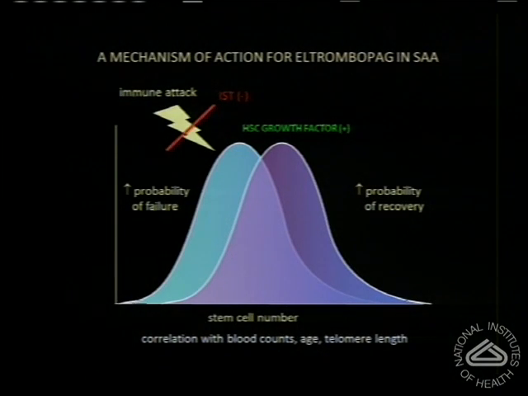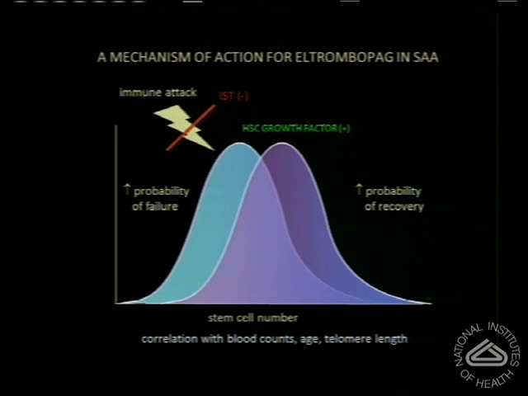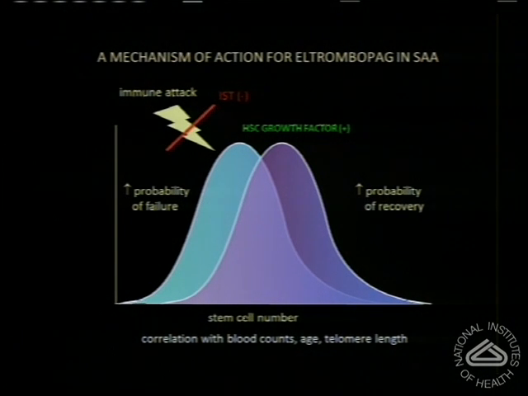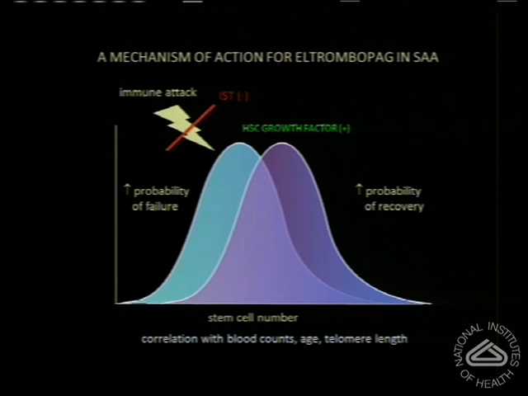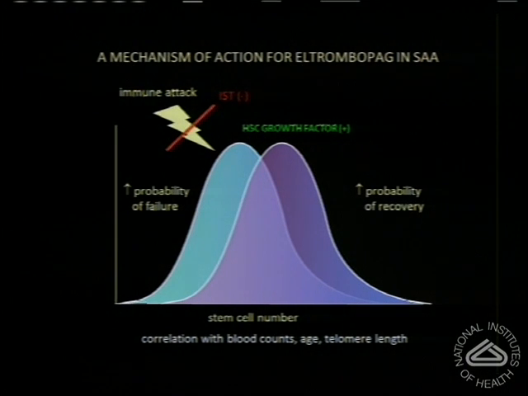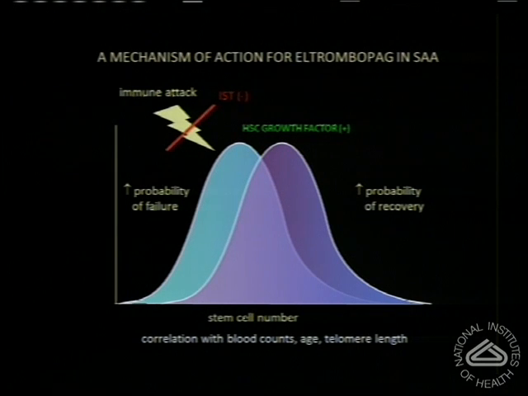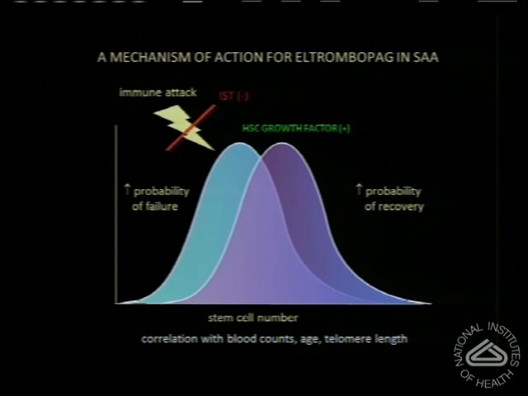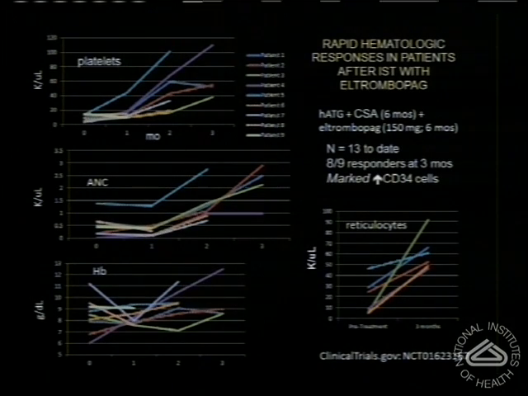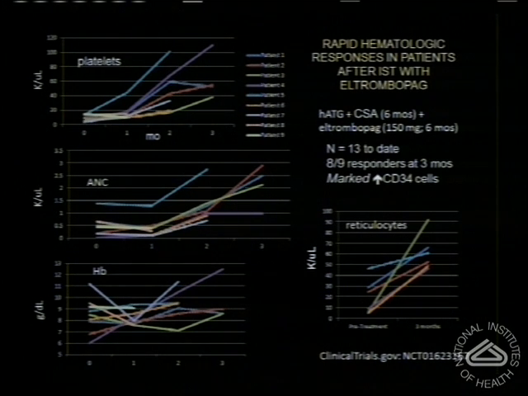So we've now shifted this curve, we hope, in a favorable direction. And the current study that we're doing, which I'll show you just a few results of, is combining in patients, as they come to treatment at first, immunosuppressive therapy with eltrombopag. Very easy to do that. And these are the sort of results we've gotten just in the first 13 patients or so that we've seen.